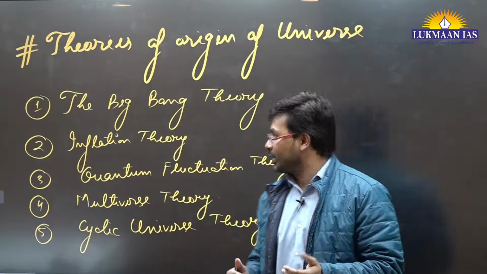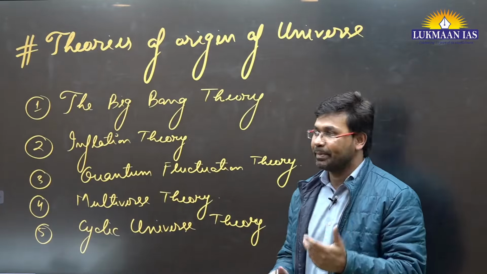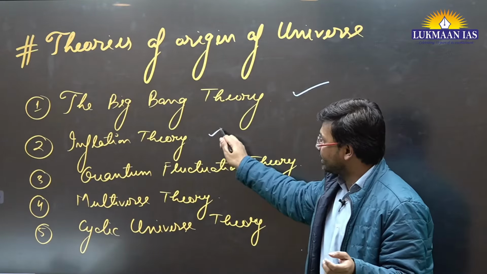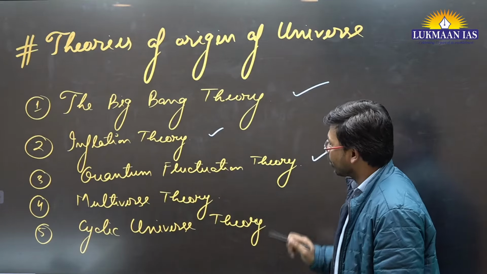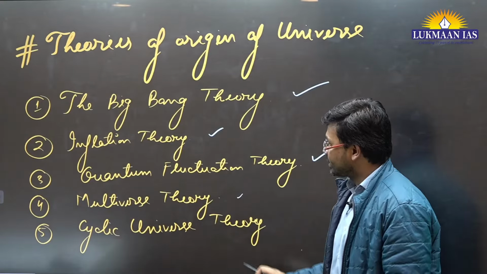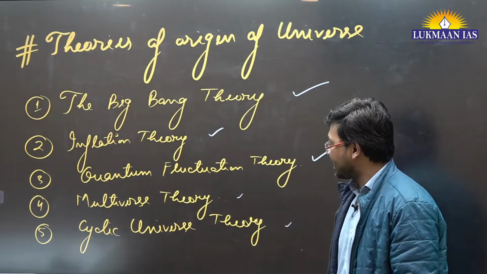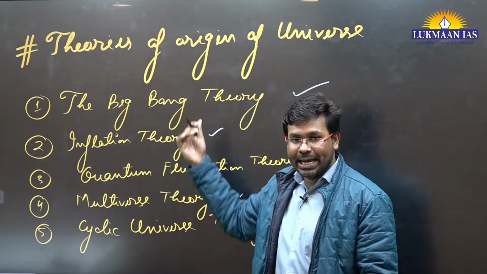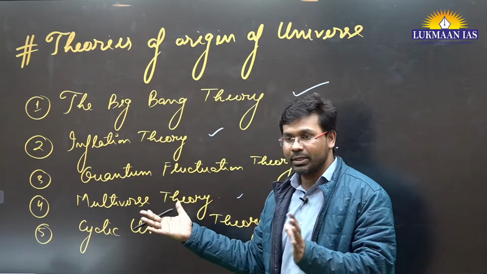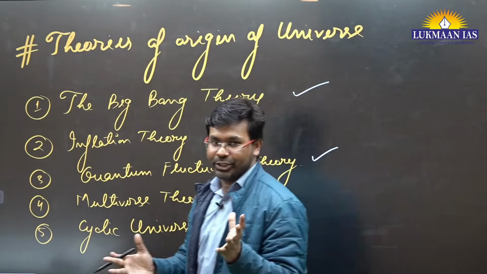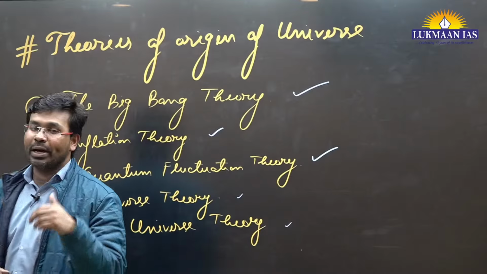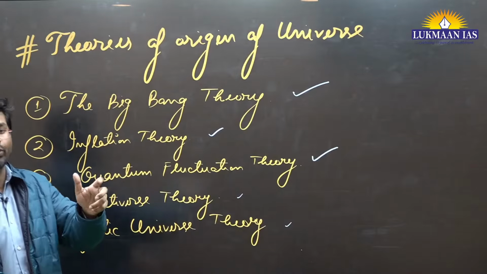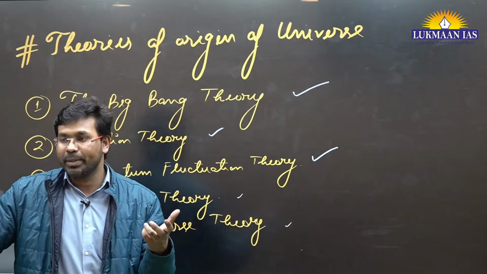One of the most widely accepted theories is the Big Bang theory that we are going to understand in detail. We will understand inflation theory, quantum fluctuation theory, multiverse theory, and cyclic universe theory also. However, when we talk about Big Bang theory, it has slowly and gradually encompassed all other theories in its explanation so far. To understand how the Big Bang theory came about, we need to understand a few people who were associated with the evolution of the Big Bang theory.